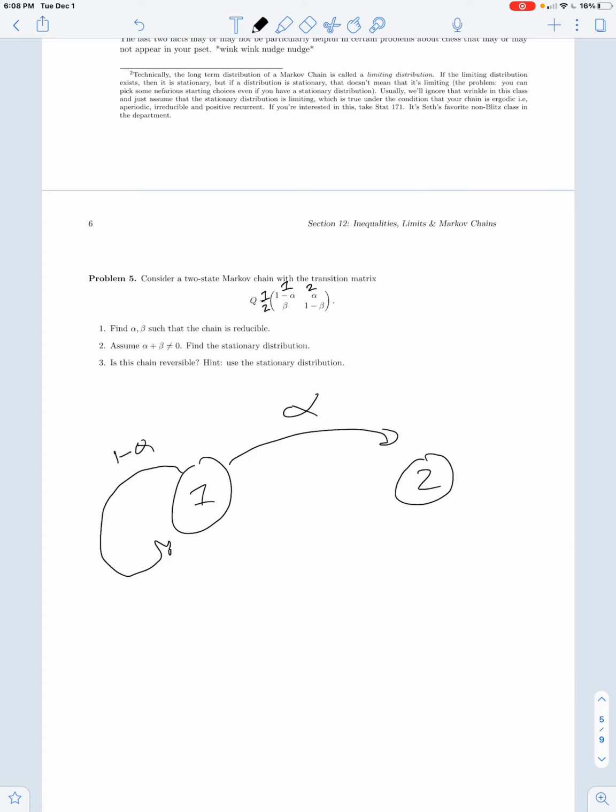And it's the same thing for the second row. We go from 2 to 1 with probability beta, and we go from 2 back to itself with probability 1 minus beta.